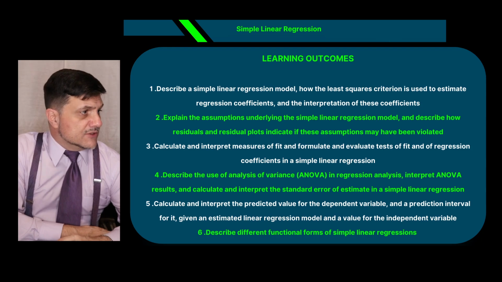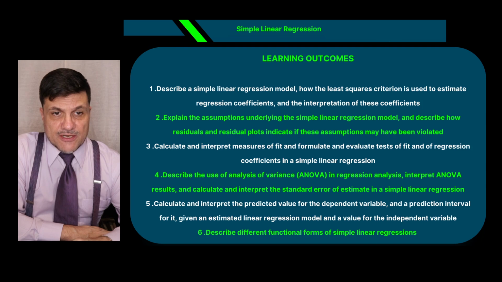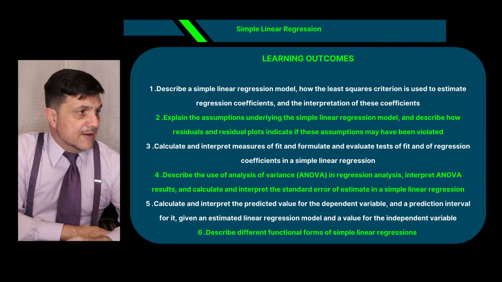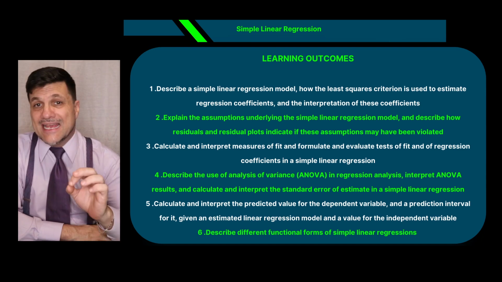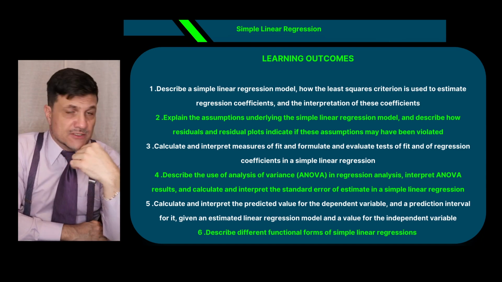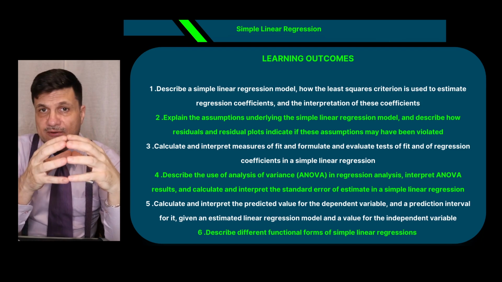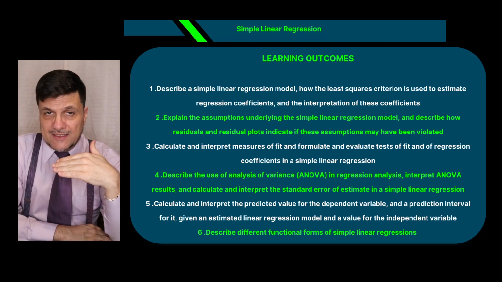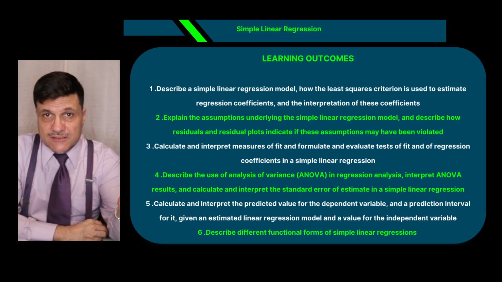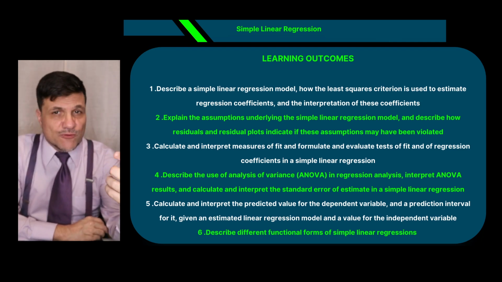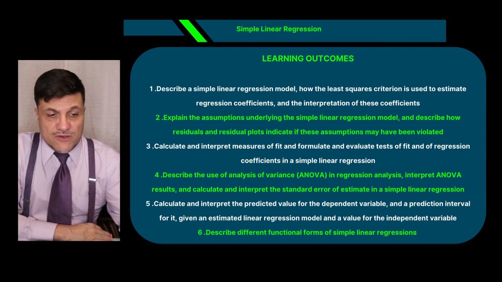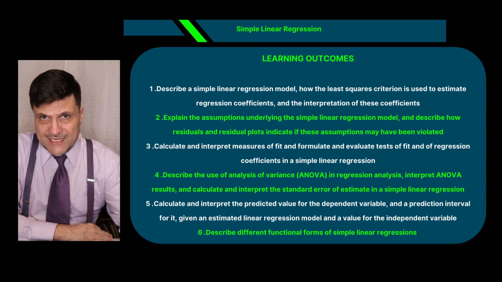There you go. So the learning outcomes, right? First one, describe a linear regression model, right? And how the least squares criteria is used to estimate regression coefficients and interpret the coefficients. Well, let's go by parts here. What's a linear regression model? It's a linear model, a linear equation that explains the behavior of a variable. Right? It helps you to predict, forecast what the value of a particular variable or scenario will be. That's what a linear regression is.